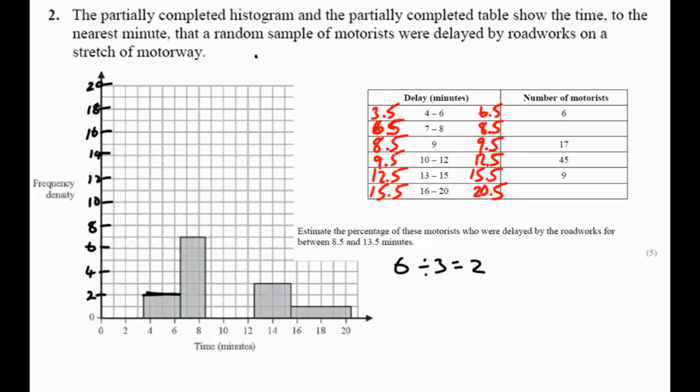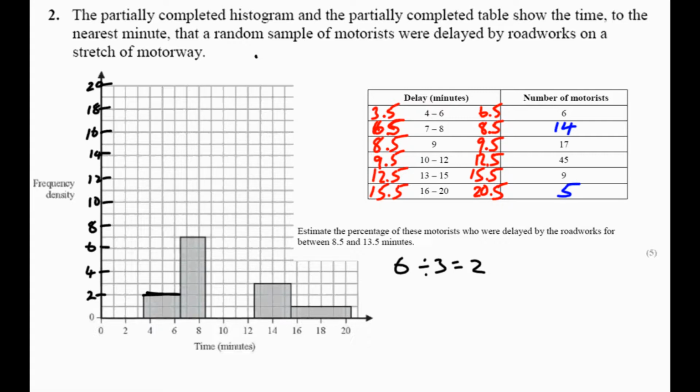Scale's complete. Can I use that to find these missing frequencies? So the second bar, to find its frequency, I'm going to take the class width, which is 2, and multiply it by the height, which is 7. 2 times 7 gives me 14. So the frequency here would have been 14, and we'll jump straight to that last class. The class width there is 5, and the height is 1, so the frequency must be 5.